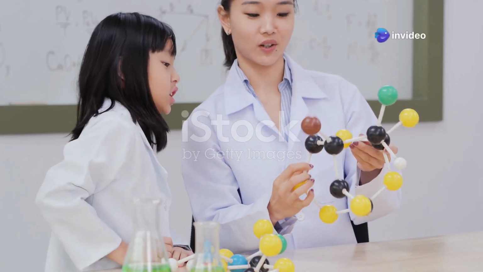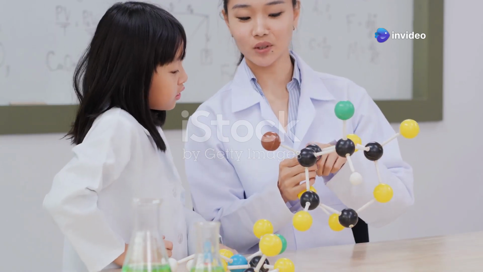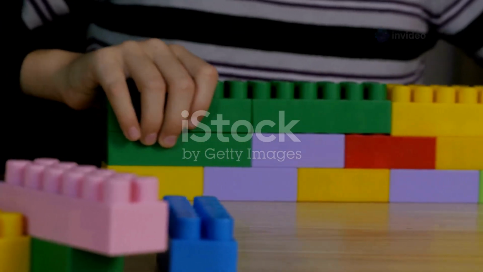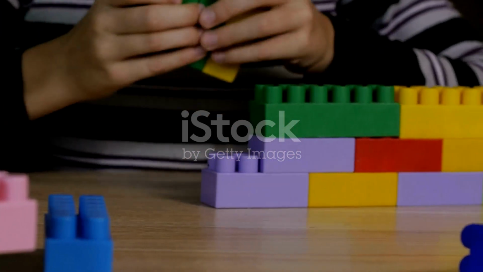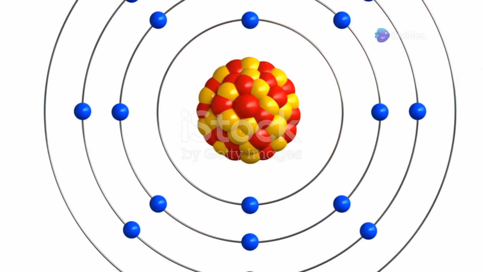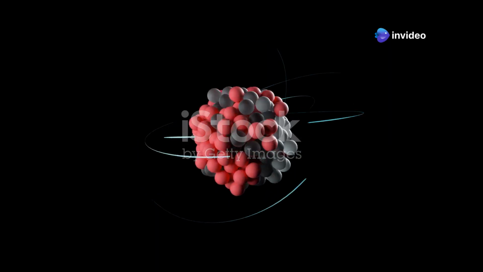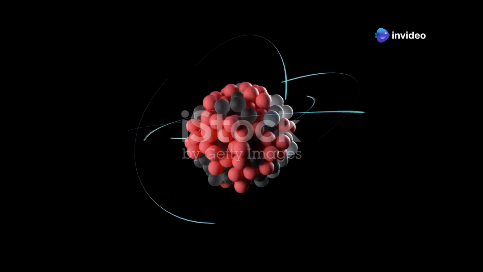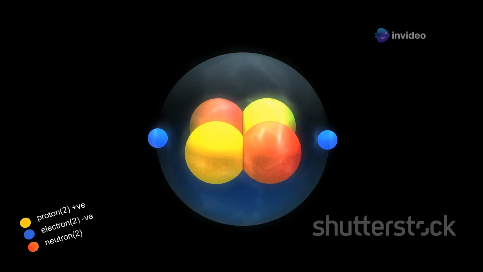Atoms are the tiny building blocks of everything we see around us. Imagine them like incredibly small Lego bricks that make up everything in the universe. These atoms are made up of even smaller particles called protons, neutrons, and electrons. Protons and neutrons reside in the nucleus, the atom's center. They give the atom its mass.